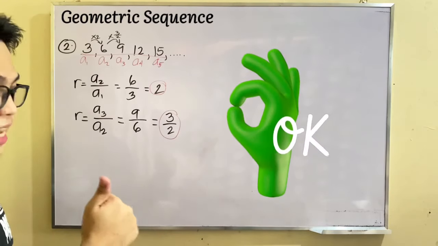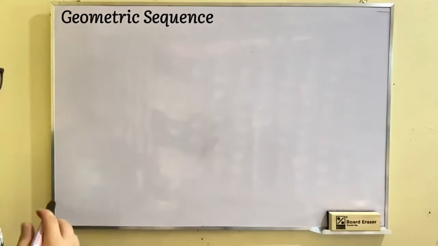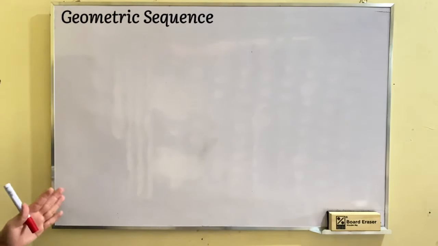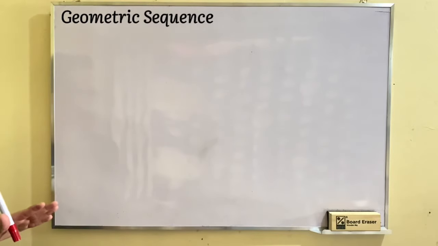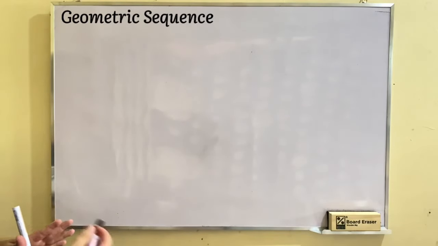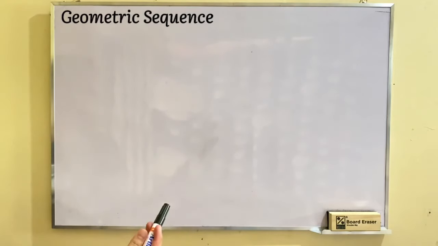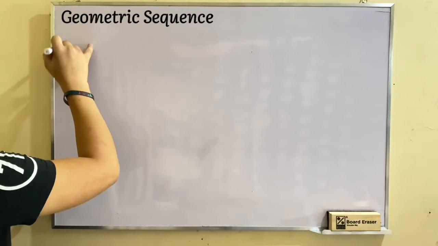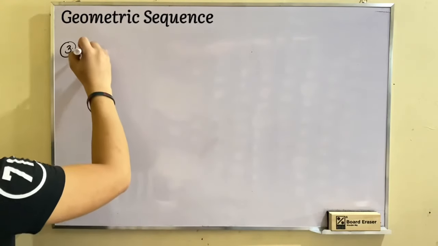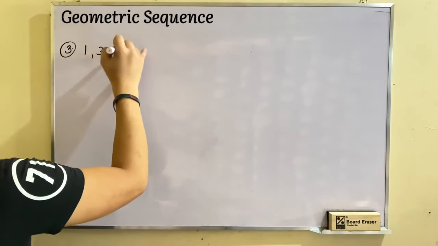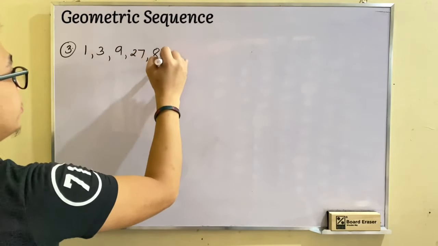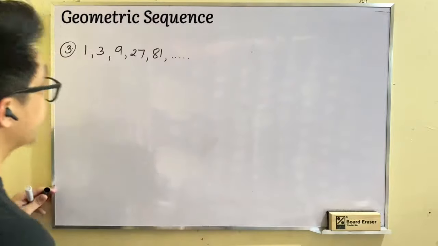Naintindihan? Napakasimple. Okay, so there are times na bibigyan tayo ng geometric sequence tapos itatanong niya kung ano yung pang 15th term, ano yung pang 20th term, ano yung pang 5th term, something like that. For example, so meron tayong sequence 1, 3, 9, 27, 81, and so on.